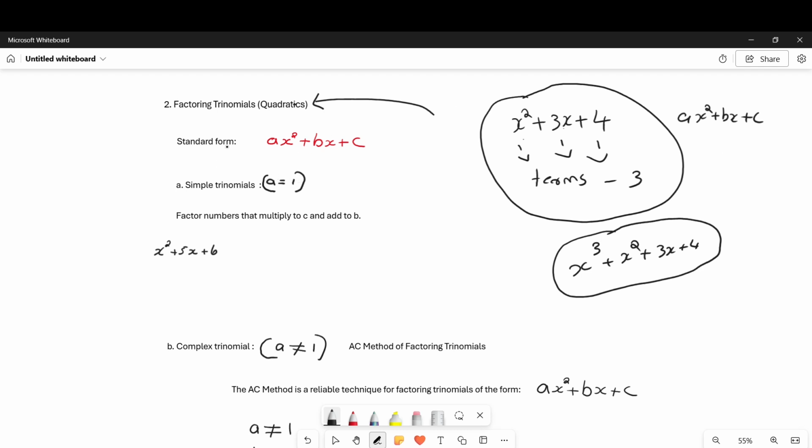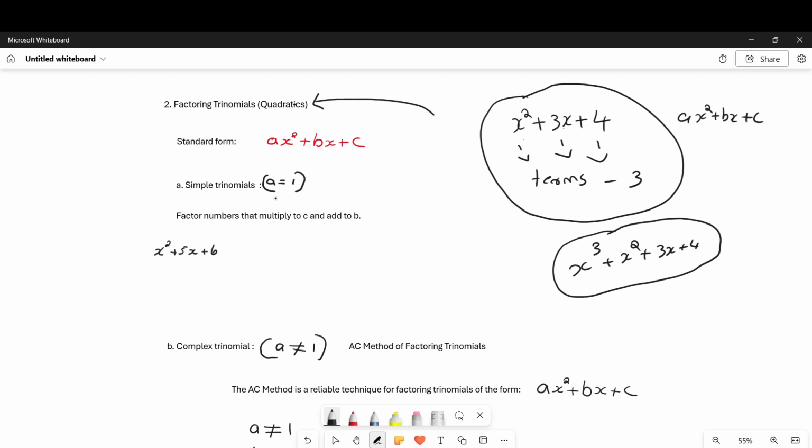So what is standard form? The standard form of a quadratic is ax square plus bx plus c. This is the standard form. This kind of expression we call quadratics or trinomial. Okay, so the first type is simple trinomial.